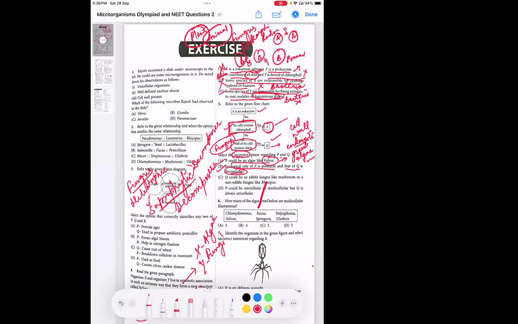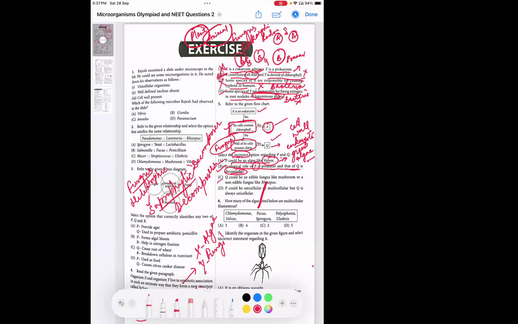Now here they said in the B statement, the role of P is producer and Q is decomposer. Is it true or not? P is producing the food, and Q is decomposing it, yes, right? So the second statement is also correct.